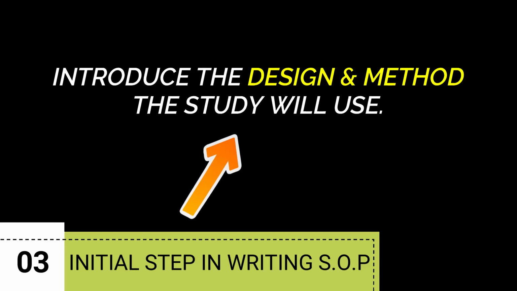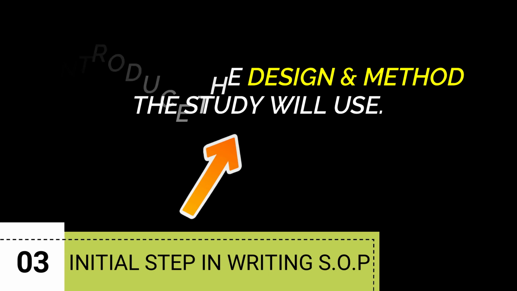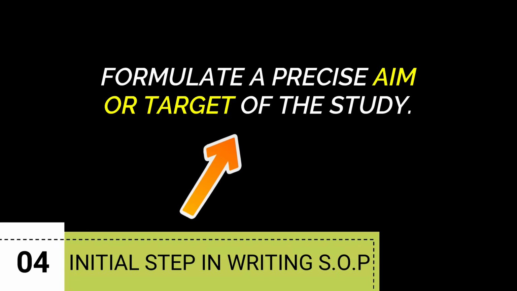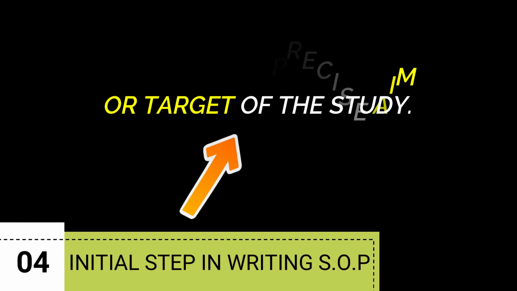Afterwards, when the reader knows what the context of your research is and why it matters or why it is relevant, you need to briefly introduce the design and the methods you will use. While describing this, you should also formulate your precise aims more clearly. These are just the preliminary steps on how you are going to construct the first part of your SOP.